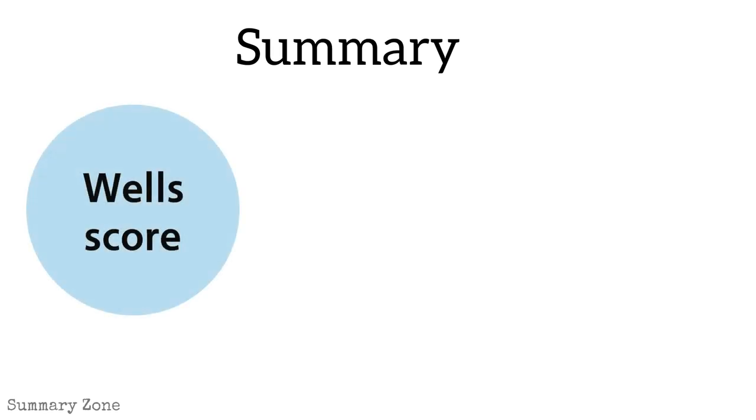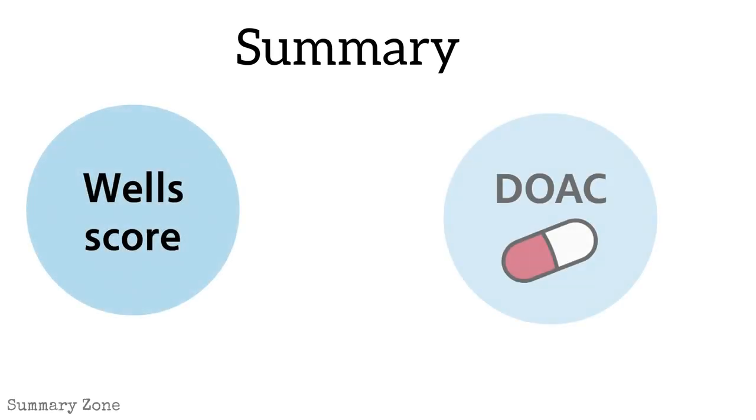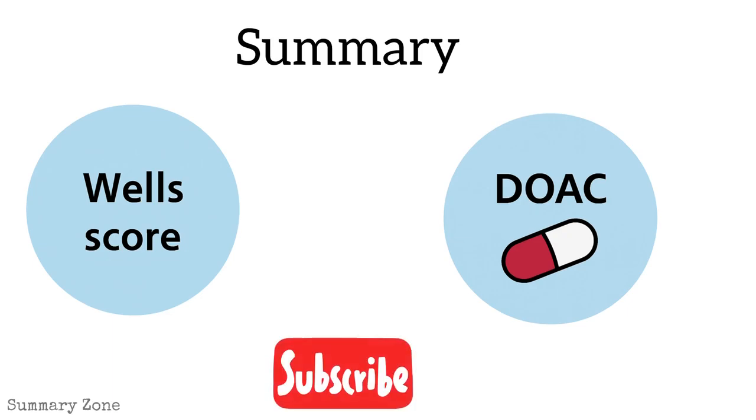Summary. To recap the most vital points, use the Wells score to guide your diagnostic pathway. For most patients, treat with a DOAC first. And remember that advanced therapies are for highly specific and severe situations. That's your high-yield summary of DVT management.